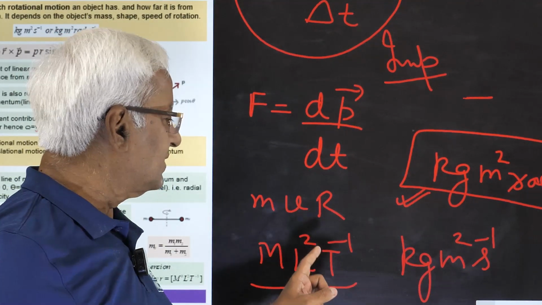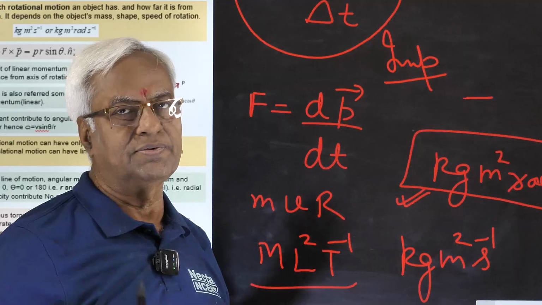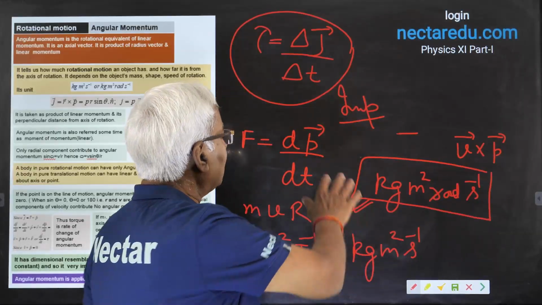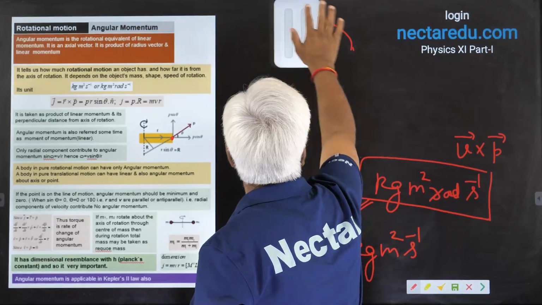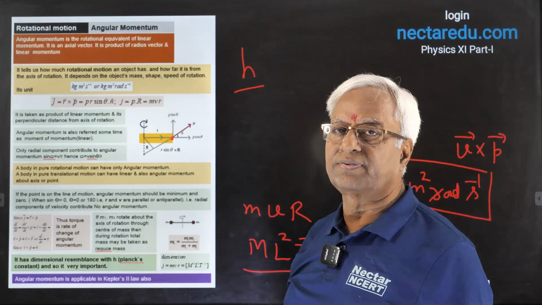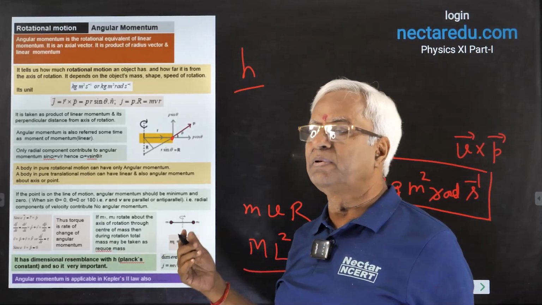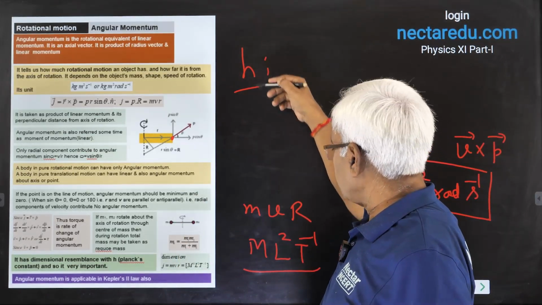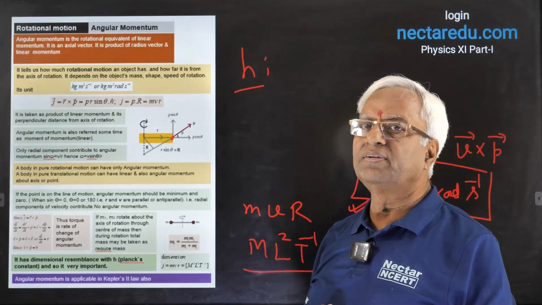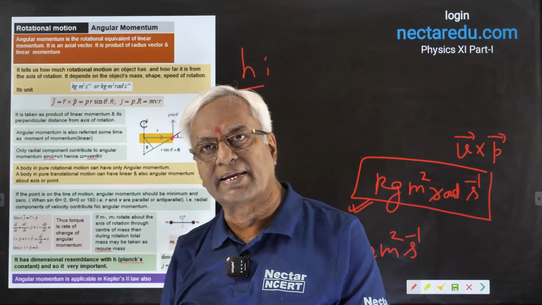Its dimension itself is very important. It has in fact the dimensional resemblance with that of Planck's constant. You know, Planck's constant is the backbone of modern physics. The whole quantum theory is based on this thing. And this resembles angular momentum, so it becomes very important. It finds application even in Kepler's second law also.